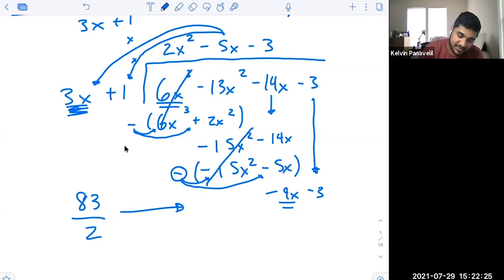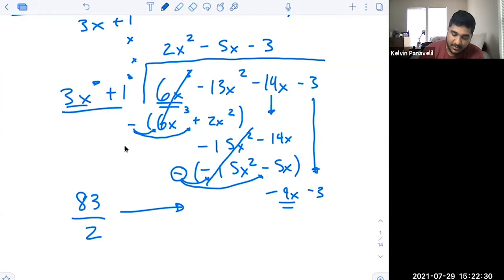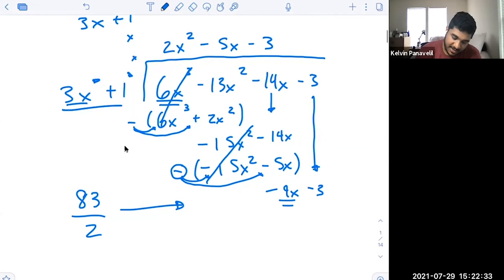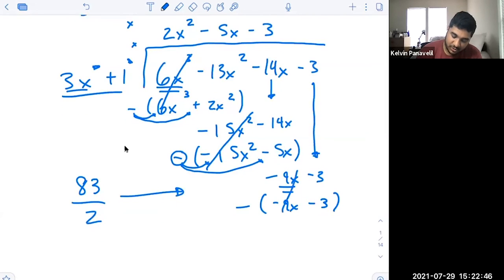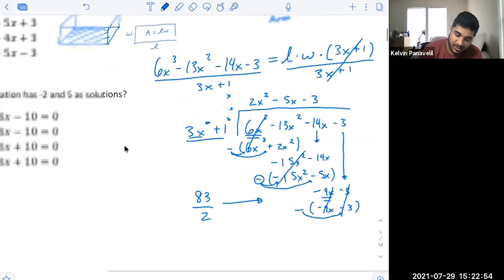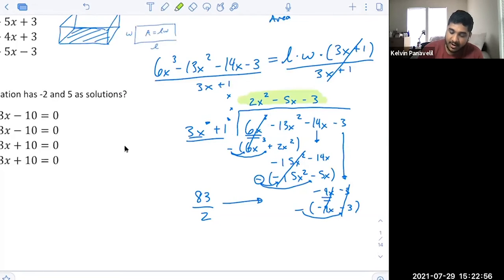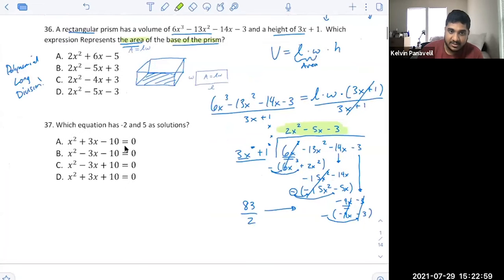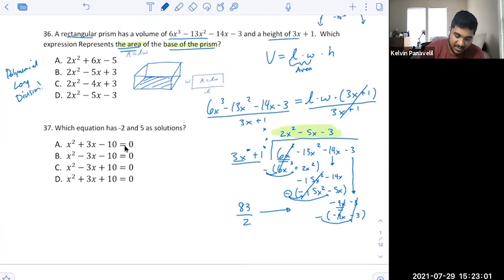And then we do the same thing. Now we're going to say, what's negative 3 times the whole thing, 3x plus 1? So negative 3 times 3x is going to be negative 9x. Negative 3 times 1 is just minus 3. And then finally, after you multiply, put it in parentheses and subtract. Minus negative 9x cancels out. When you distribute that negative to the negative 3, it becomes positive. Negative 3 plus 3 also cancels out. So we have a final answer right here: 2x squared minus 5x minus 3. All right, so the answer is going to be D.